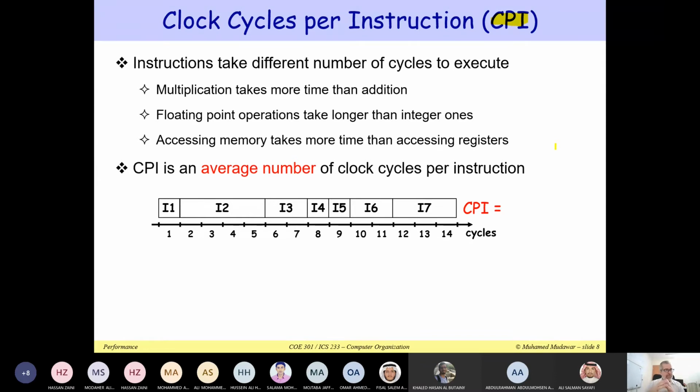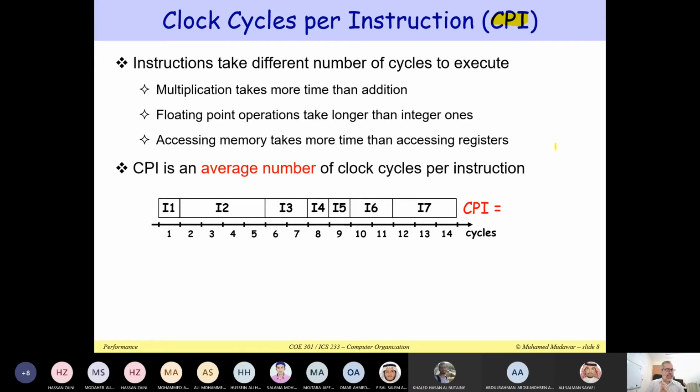Why? Because we have to look if the exponents are different. We have to take the exponent difference. We have to shift the significand to align them, and then we have to add, we have to normalize, we have to round. You see, it takes longer to execute a floating point addition. Accessing memory will take longer than accessing the registers. So for this reason, instructions have different CPIs. So the question is, what is the average CPI for a given program?